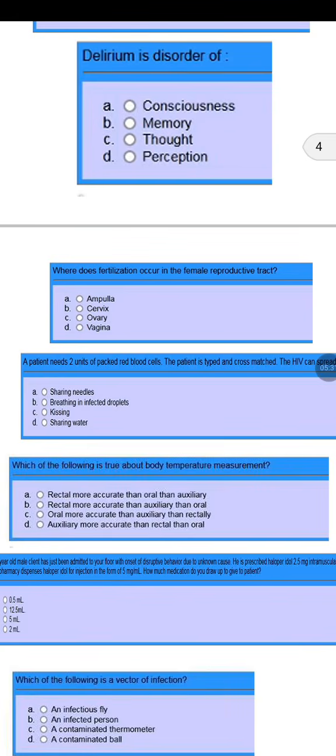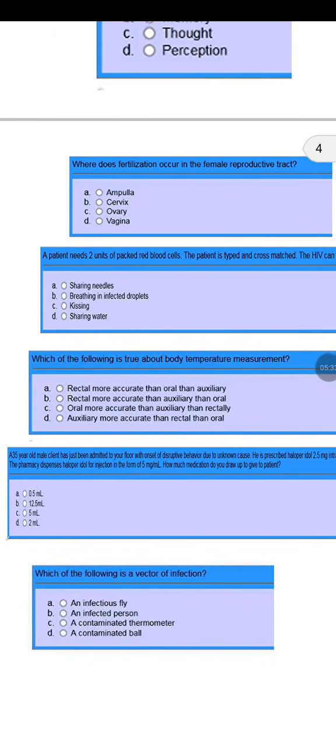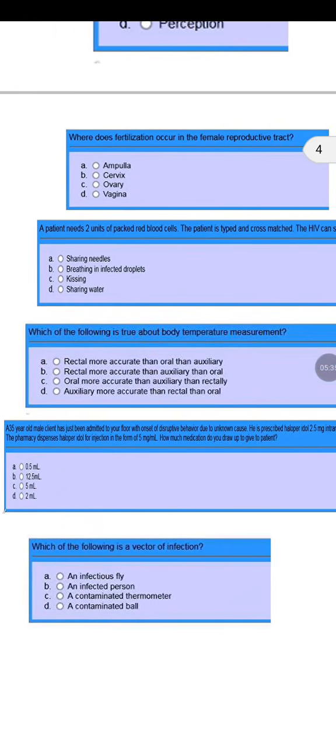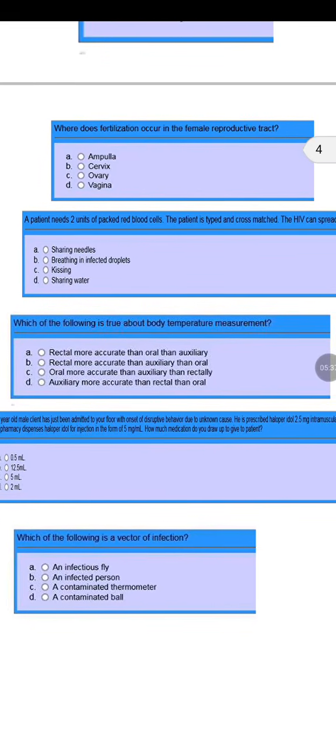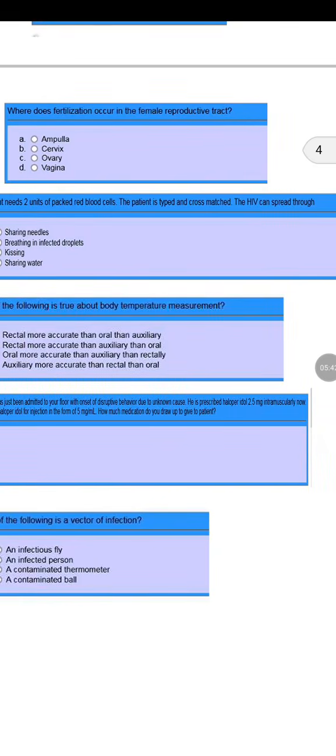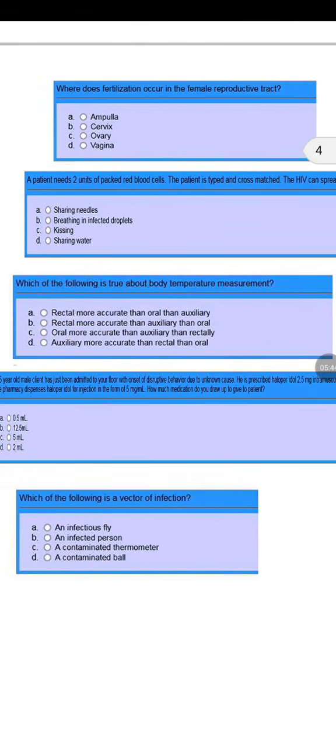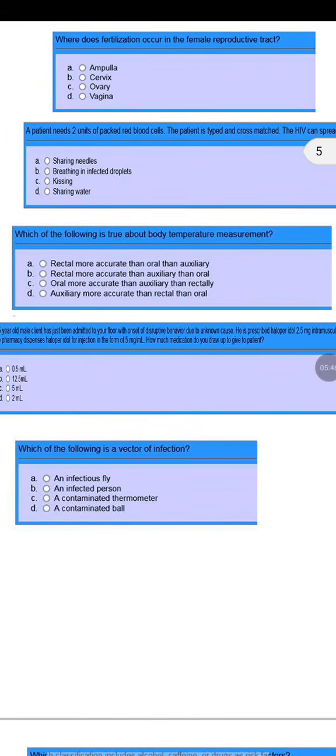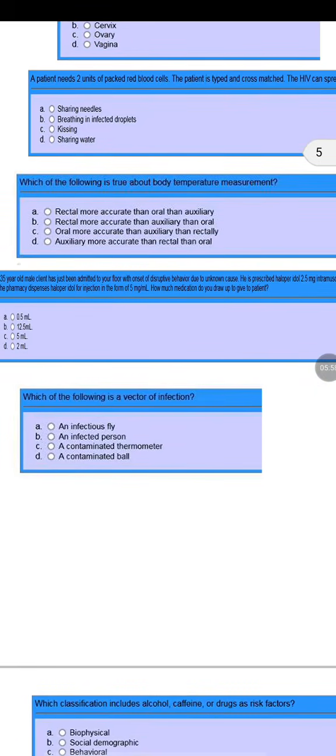Where does fertilization occur in the female reproductive tract? Ampulla. A patient needs 2 units of packed red blood cells; what type of cross match is needed? Which of the following is true about body temperature measurement: rectal, oral and axillary?